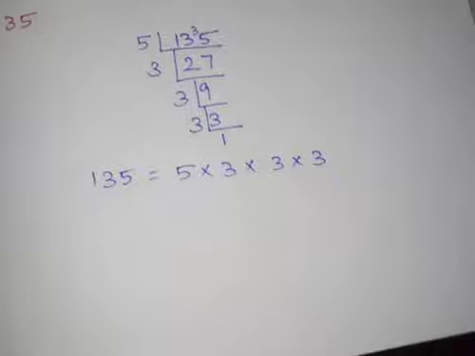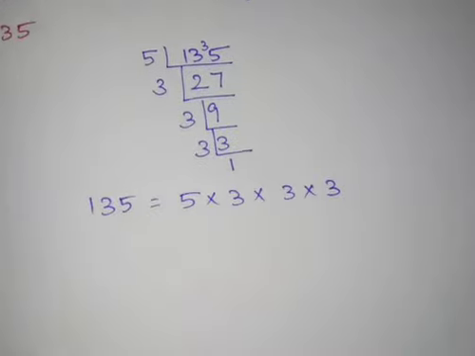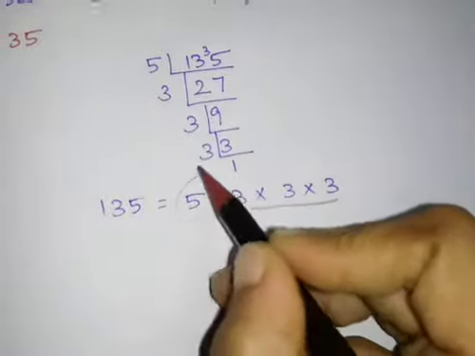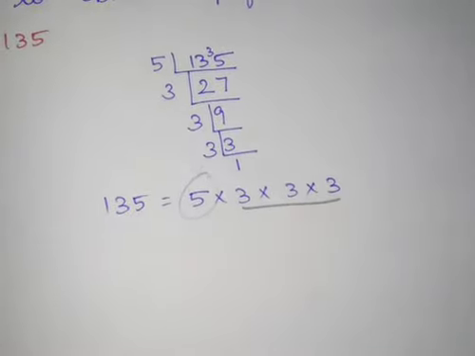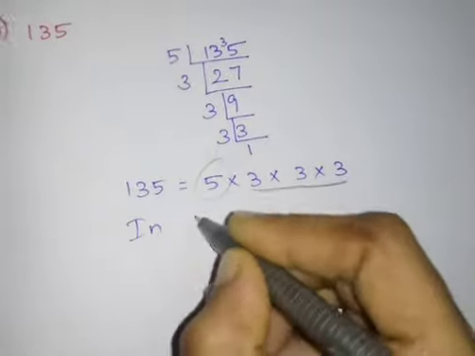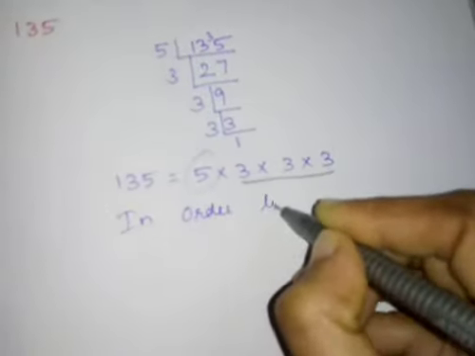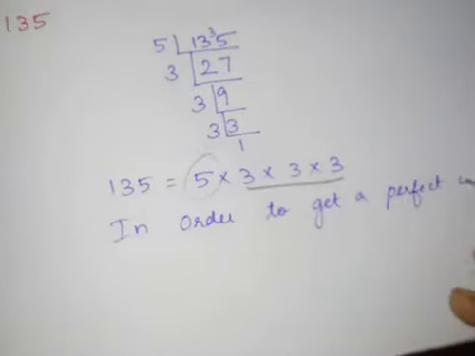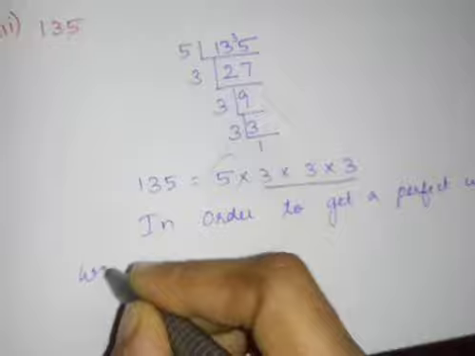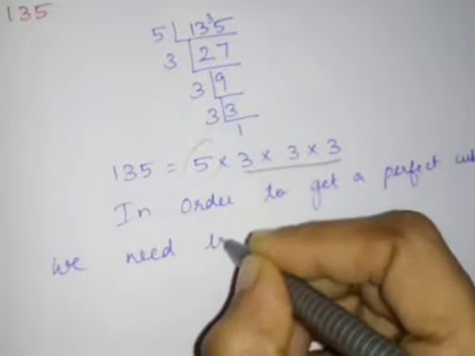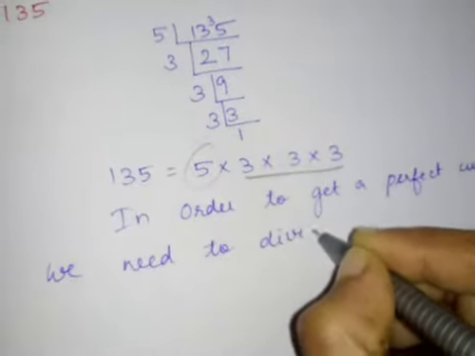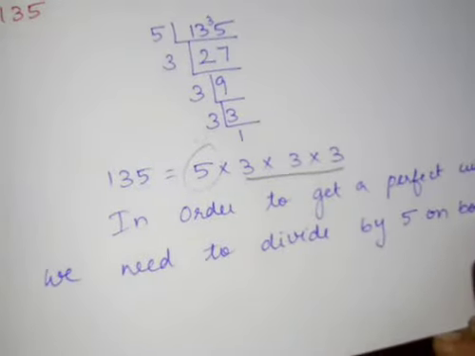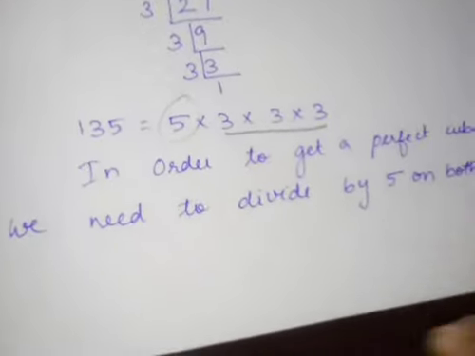So now what do we have to do? We have to find whether there is a group. So these 3s form a group. This 5 is extra. So what do we have to do now? In order to get a perfect cube, we need to divide by 5 on both sides, right? We are supposed to divide by 5 on both the sides.